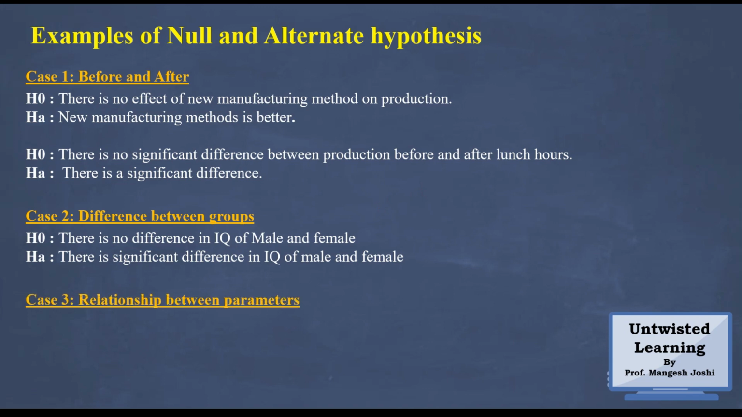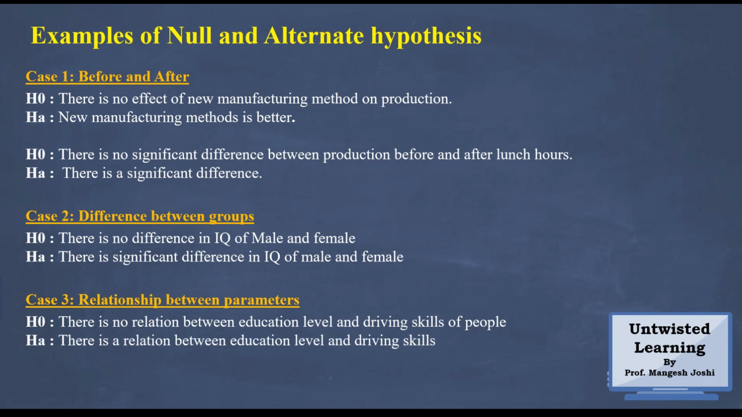The third case may be a relationship between parameters. That is, there is no relationship between education level and driving skills of the people. An alternate hypothesis could be there is a relation between education level and driving skills.